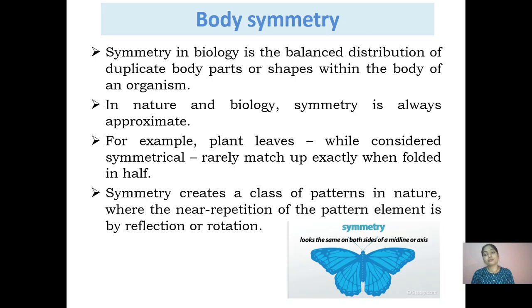Symmetry creates a class of patterns in nature where the near repetition of the pattern element is by reflection or rotation. Going back to the same butterfly example, suppose I'm cutting and placing a mirror right next to the axis or the plane through which I have cut. Whatever mirror image I can see in the mirror is what is actually on the other side. So they're exactly mirror copies or equal halves. Therefore, we say the repetition of pattern element is by virtue of reflection.